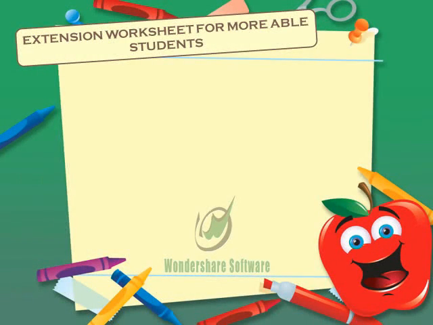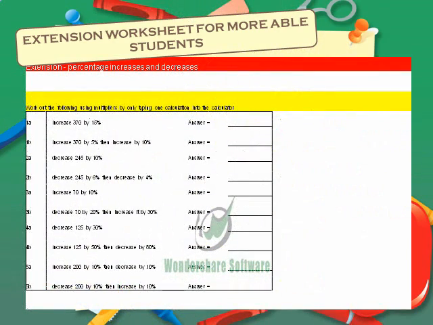For more able students who can complete the previous task quickly, the teacher will give an extension worksheet. This is done in the form of a spreadsheet and can be done on a computer by typing the correct answer, and the answer box should turn green. The purpose of this extension worksheet is to allow students to realize that, for example, a 10% increase followed by a 5% increase is not the same as a 15% increase.